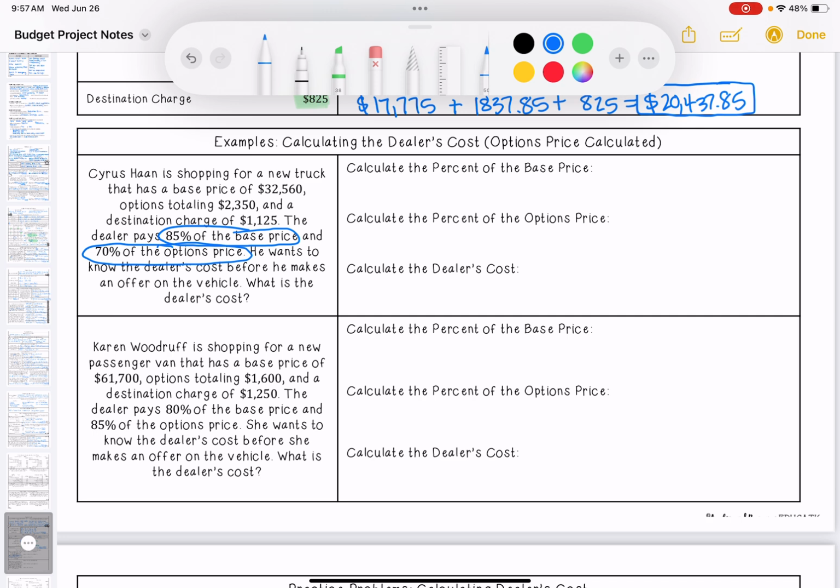All right, so the first thing, we calculate the percent of base price. So our base price was $32,560. And I multiply that by the percentage, which it told us was 85. So I put that in decimal form, and I multiply those things together. And it gives me $27,676.